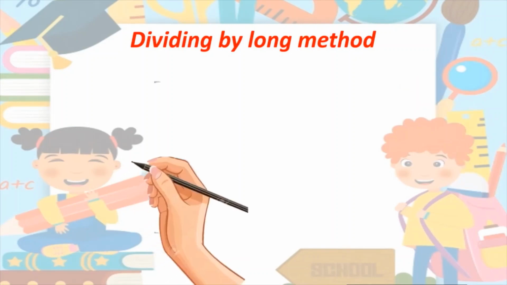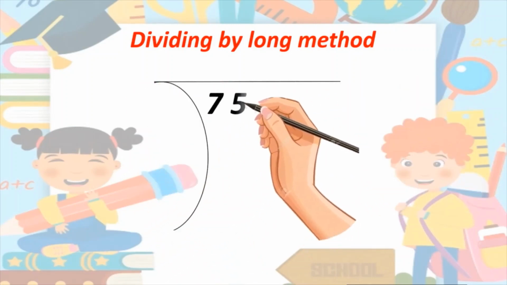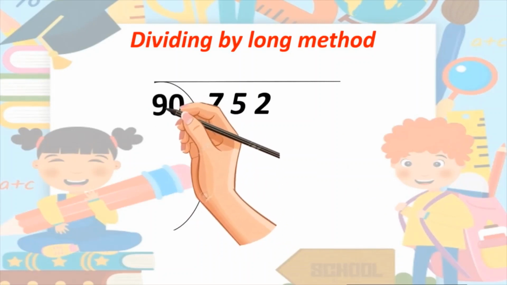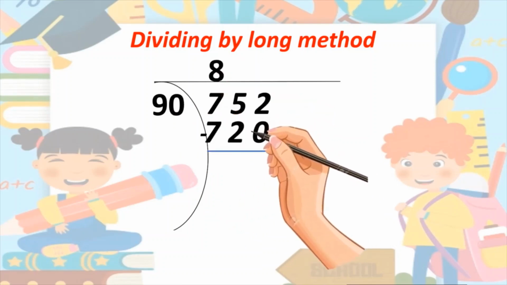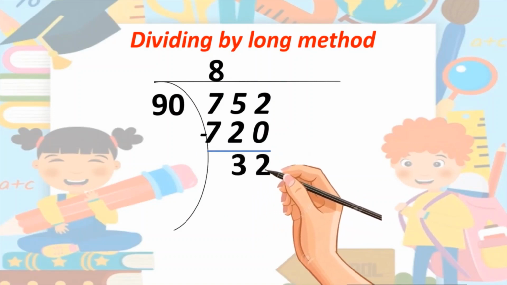Let's take the next number. 752 divided by 90. So, again we'll first do it in long method and then in short method. First you see 90 is a 2-digit number. But 75 is less than 90. So, we consider all the 3 digits together. So, 90 8 times is 720. And the remainder here is 32. So, this is all. So, here we have the quotient as 8 and remainder as 32.